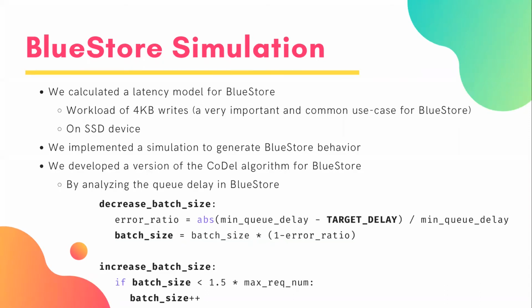And at the end, we came up with this algorithm. I don't really want to get into the details of how we got here, but for violations, basically, we calculate the error between the minimum queue delay and the target delay and update the batch size according to that error. And for increasing the batch size, we simply increment the batch size by considering a limit and an upper bound to the batch size.